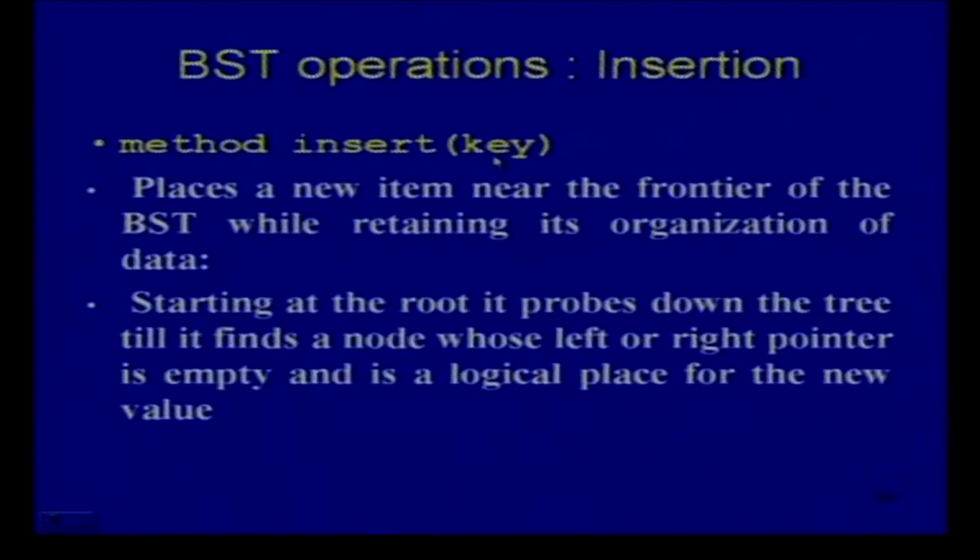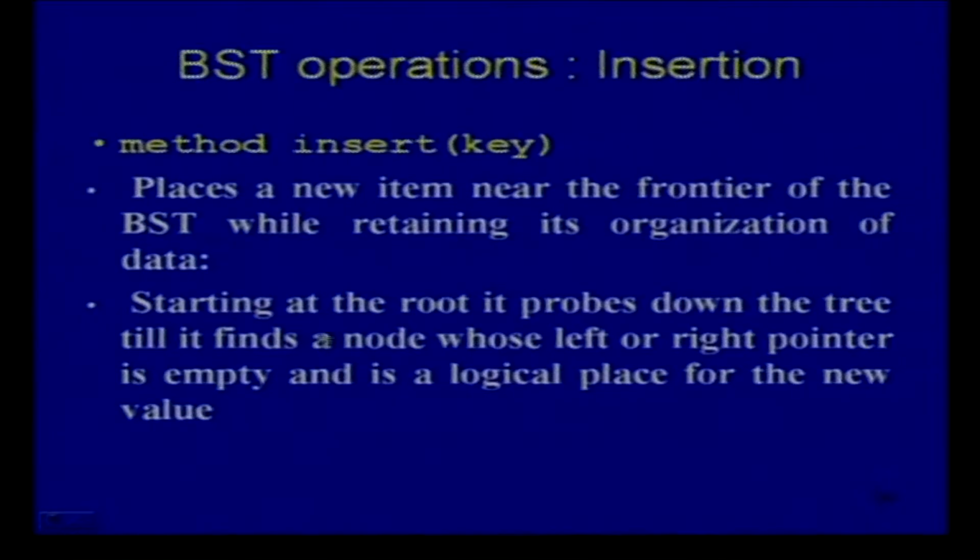So, let us look at the method of insert key. What we are doing here is placing a new item near the frontier of the BST. What I mean by frontier is the terminal nodes, while retaining the organization of the data. What is the organization of the data? Take every single node: the left subtree should have nodes that are less than the root and the right subtree should have nodes that are greater than the root. So, you start at the root and probe down the tree till you find a node whose left or right pointer is empty, and a logical place is found for the new node.